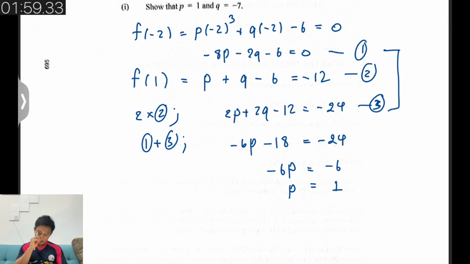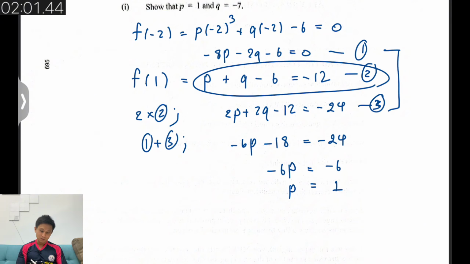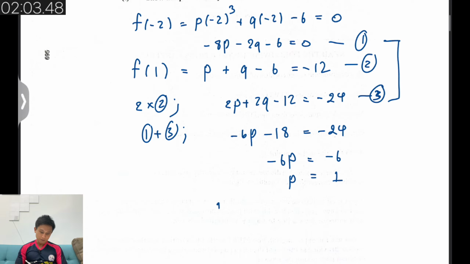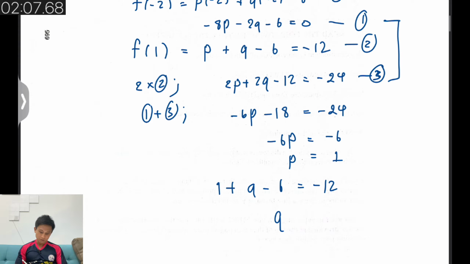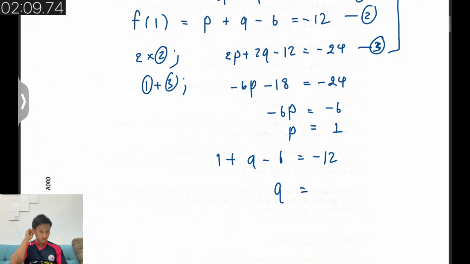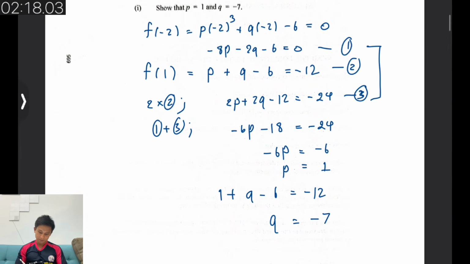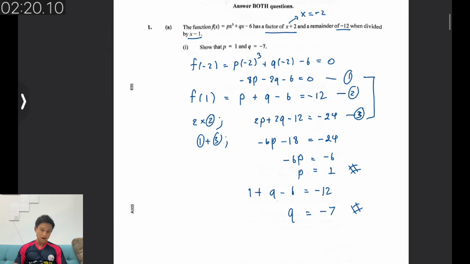If we plug that back into, let's say, the simplest equation, maybe equation 2, I'm going to get 1 plus q minus 6 equals minus 12. So that will make q equals minus 6 move there. 1 minus 6, we get minus 5. Minus 5, subtract the other side, I get minus 7. Yep. So this is as required.